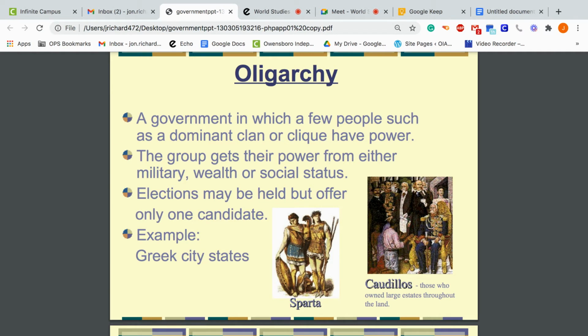Oligarchy. Okay? So an oligarchy is a government of few people. A dominant clan or a clique have power. Okay, so a small group. So we're going from an autocracy where it's one person has all the power to an oligarchy where only a few people have power. Okay?